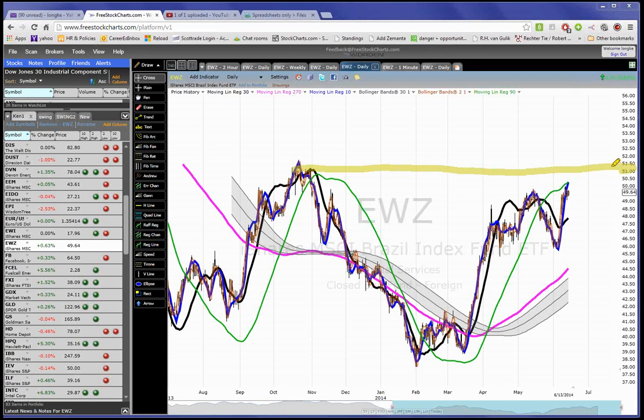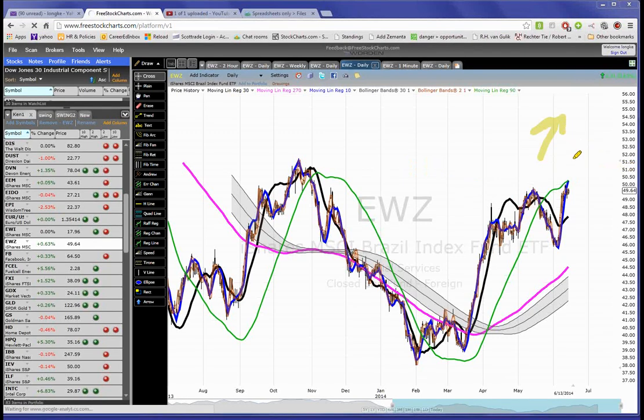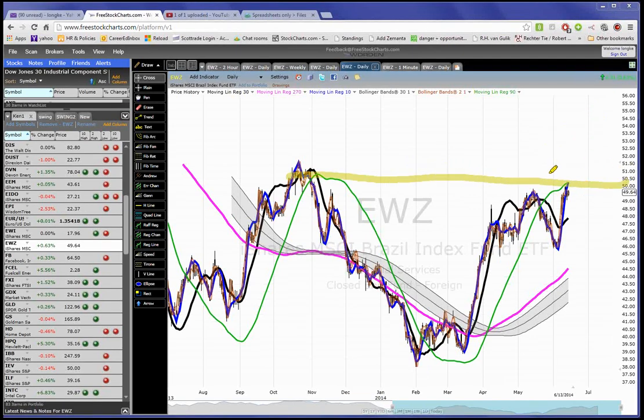$51 is definitely within target. And then if it gets above 51, excuse me, then it's at like an all-time high, and off it goes. That would be excellent. Not all-time high, but a 2-year high, and that would be really powerful.